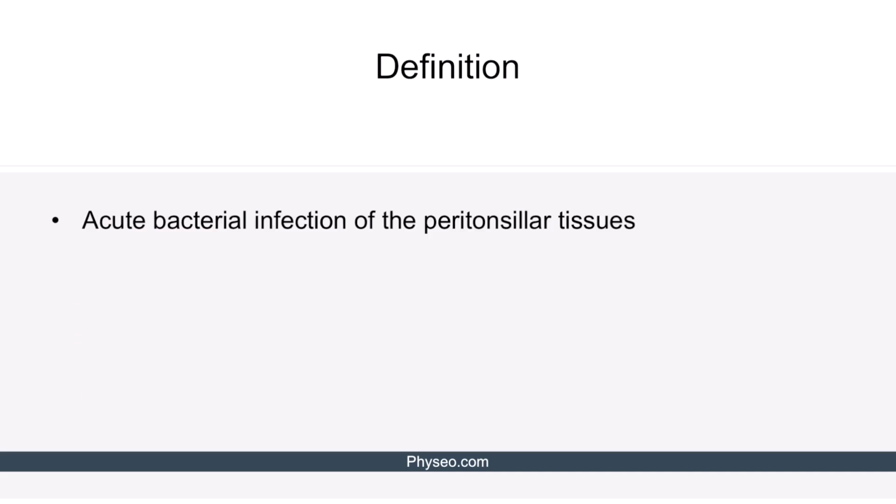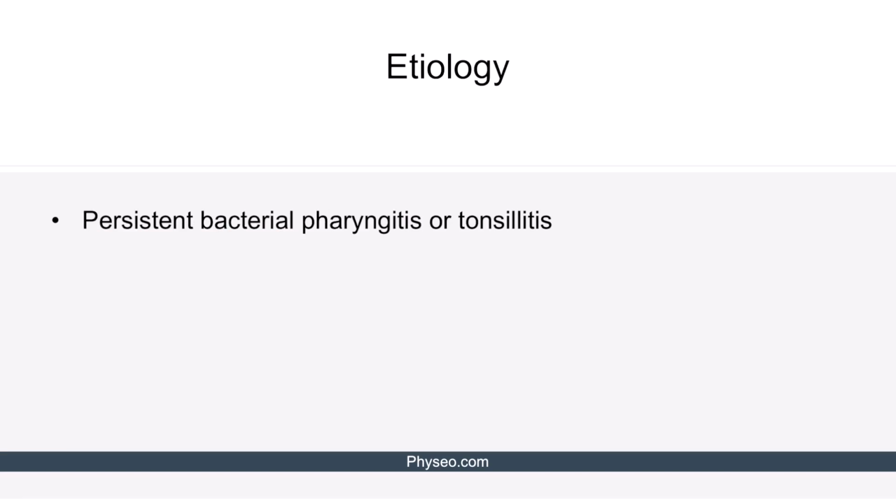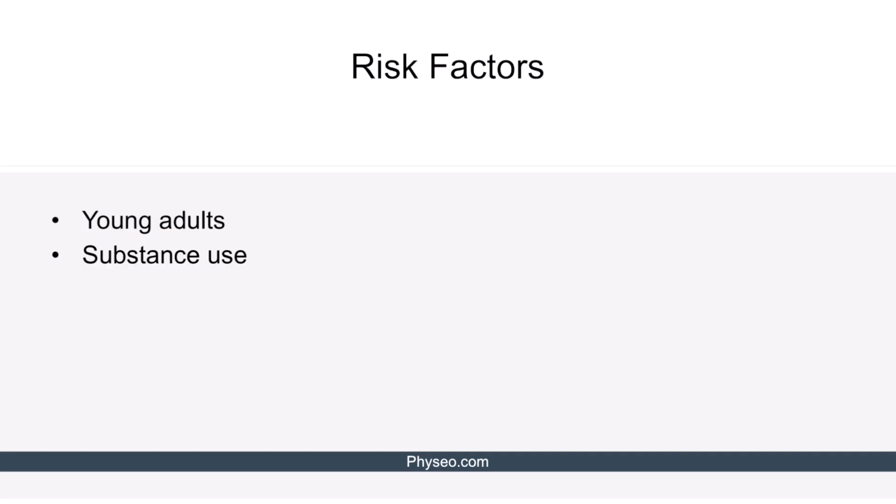Peritonsillar abscess is an acute bacterial infection of the peritonsillar tissues, which is tissue that lies in the peritonsillar space, located between the tonsils and the pharyngeal muscles. It's almost always caused by a persistent bacterial pharyngitis or tonsillitis that, within about a week of symptom onset, can progress to cellulitis and culminate in an abscess. Peritonsillar abscess is most commonly seen in young adults and people with substance use disorder.